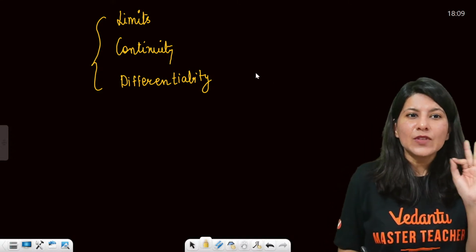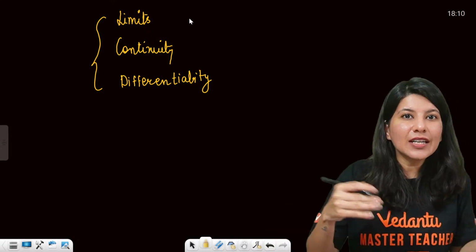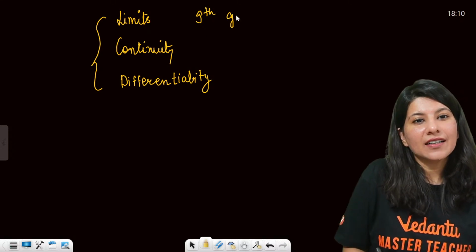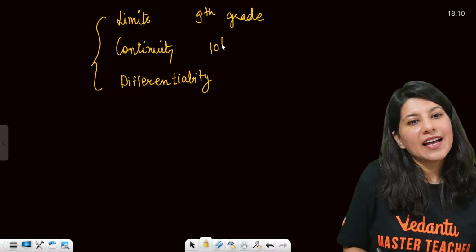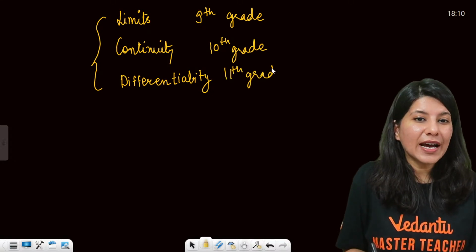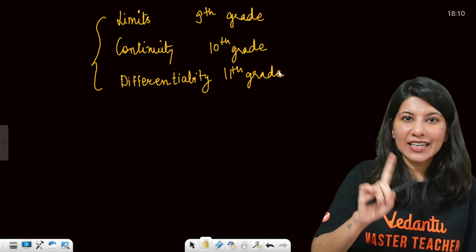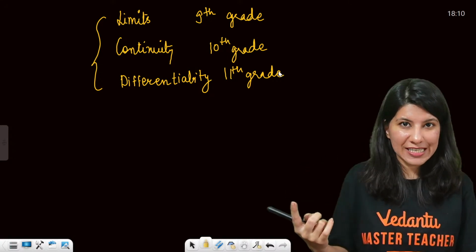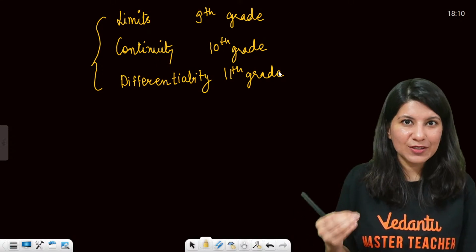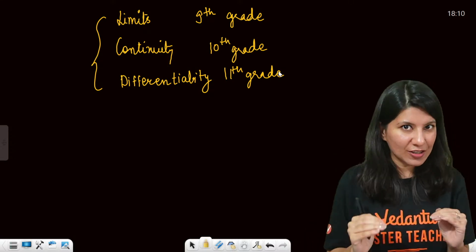These three chapters are just like your three consecutive grades. Limits can be your ninth grade, continuity can be your 10th grade, and eventually differentiability would be your 11th grade. If you do not complete ninth grade, you won't get promoted to 10th. If you don't complete 10th, you won't get promoted to 11th. So now you know the importance of the order of these three chapters: limits first, then continuity and differentiability, okay.